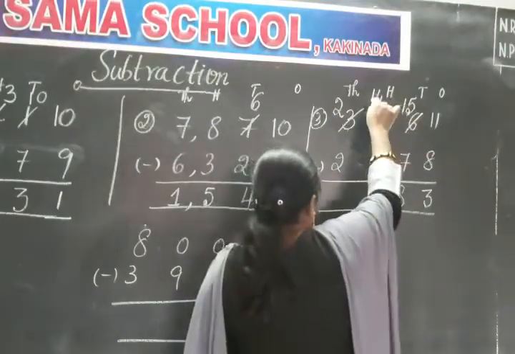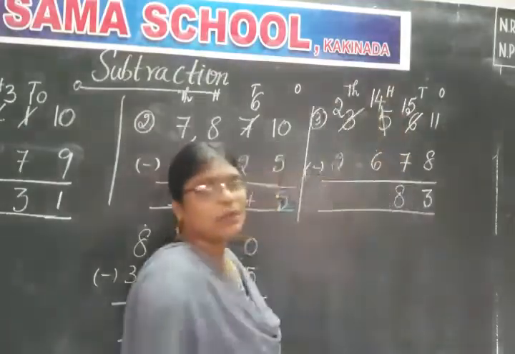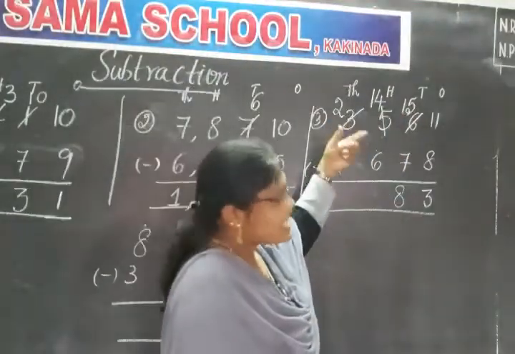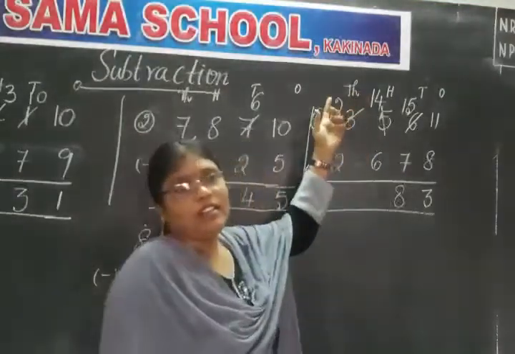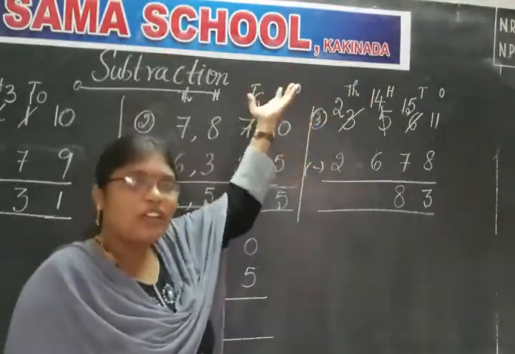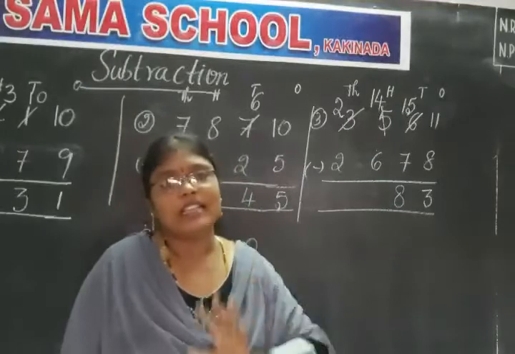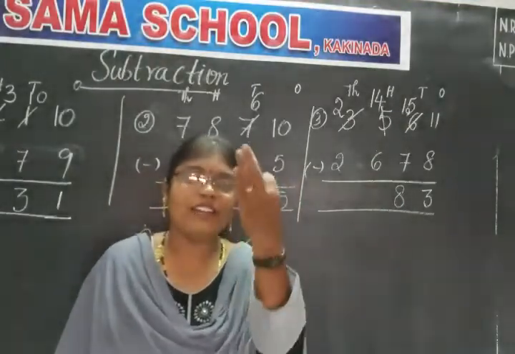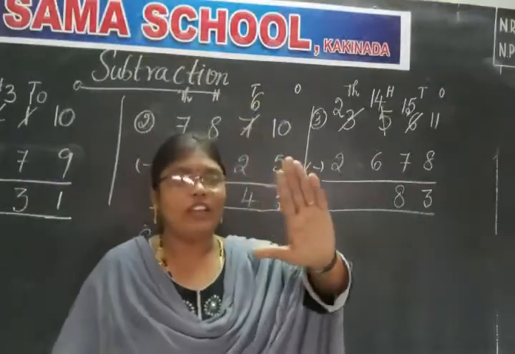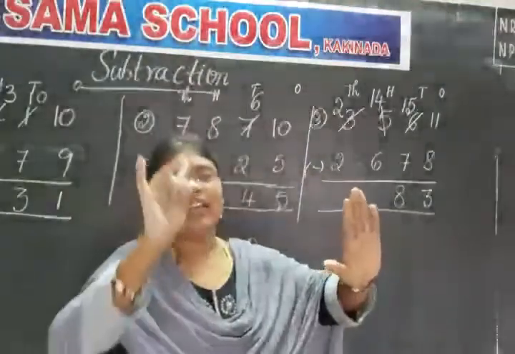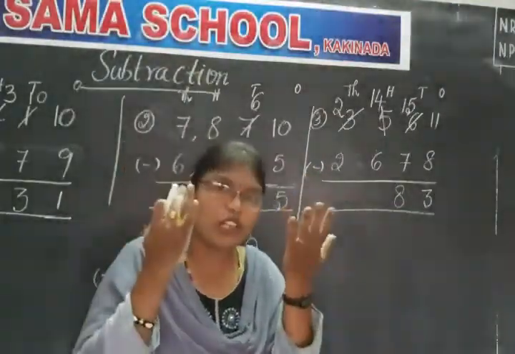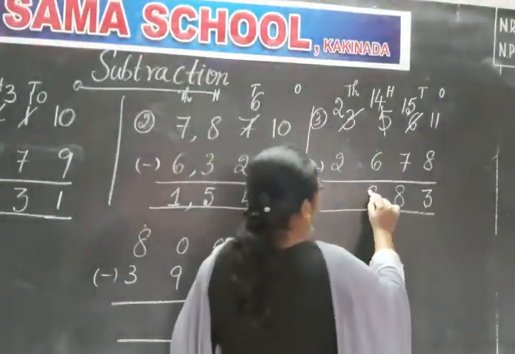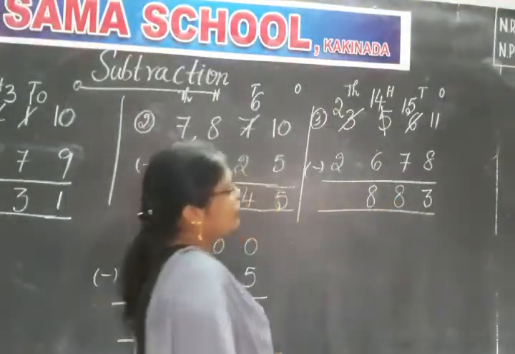So it joins 4 in hundreds place and becomes 14. So subtract 6 from 14. 6 after, till you get 14. 6 after 7, 8, 9, 10, 11, 12, 13, 14. How much, children? 8. So write 8 here.